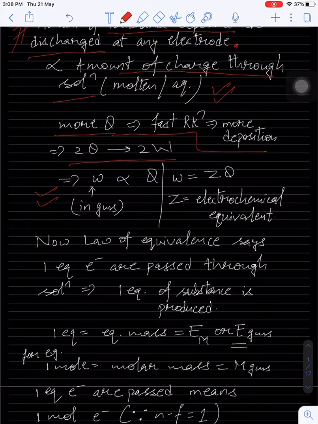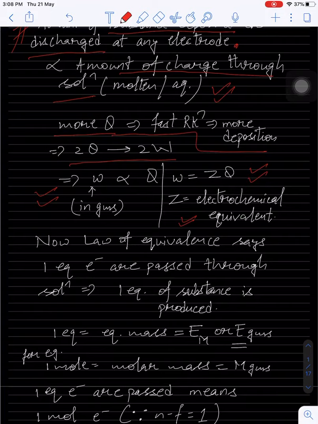Now, what do we do with this proportionality sign with the Q? We put a constant: W equals ZQ, where Z is the electrochemical equivalent. Z is the electrochemical equivalent, the constant of proportionality, which is called electrochemical equivalence.